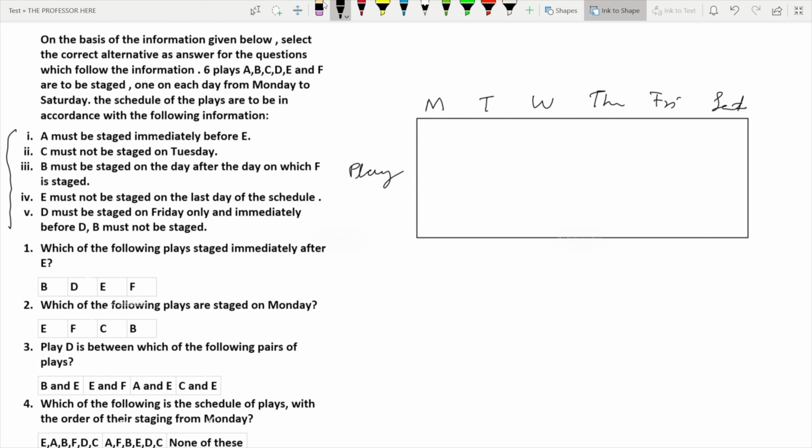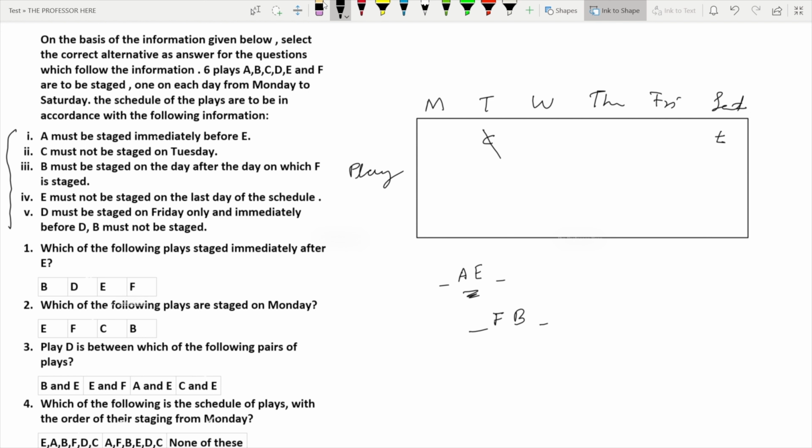First point is A must be staged immediately before E. So let's represent it by writing A and E together. Second, C must not be staged on Tuesday. So C cannot be here. Third point, B must be staged on the day after the day on which F is staged. We represent it the same way we have done for A and E. So F, B.